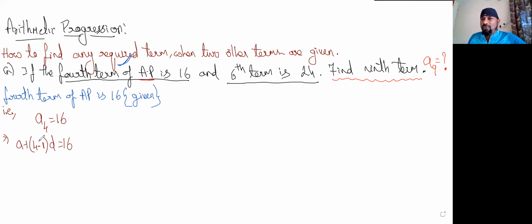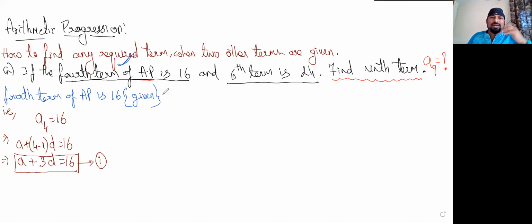Why? Because he is asking the fourth term. We don't know a and we don't know d; that is what we are supposed to find now. But we know the n value: as he is telling the fourth term, n is equal to 4. So we can write it as a plus 3d is equal to 16. You box that one and call it the first equation. With the help of the given fourth term, we got a plus 3d is equal to 16.